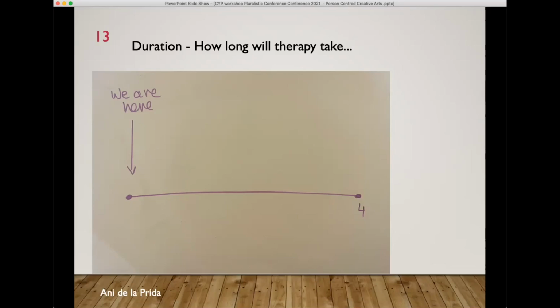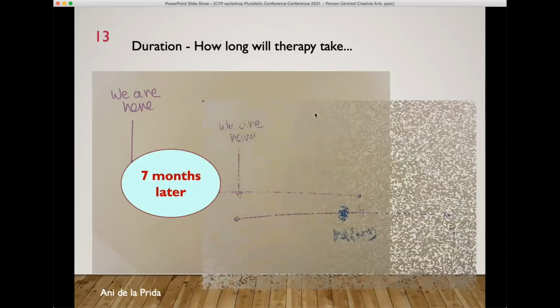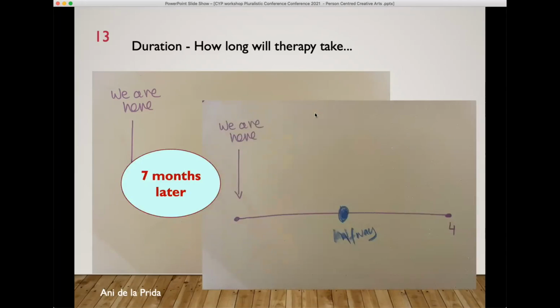And I think it was probably 7 months or so later, we got it out and she said we were about halfway. She was about halfway there. It was a review session we were having. So we went from not knowing and it's going to be years to her saying, oh, we're about halfway there.